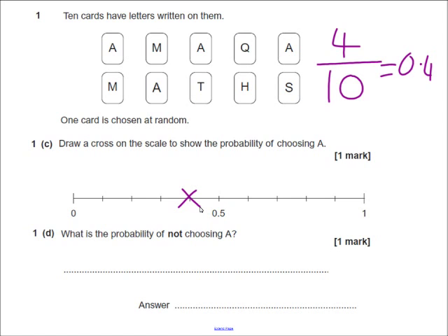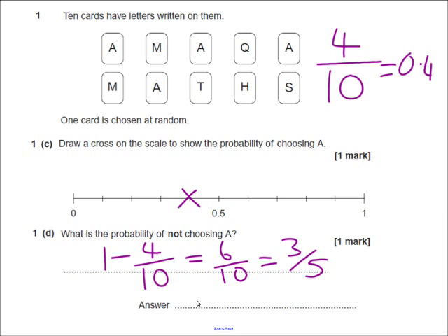The next question, what is the probability of not choosing an A? Well, this is going back to your understanding on probability that something not happening is 1 minus the probability of it happening. So if the probability of choosing an A is 4 over 10, then the probability of not choosing an A is 6 over 10, whatever's remaining. Now, as a fraction, this can be simplified to 3 over 5. Our answer on our answer line, as always, is 3/5.